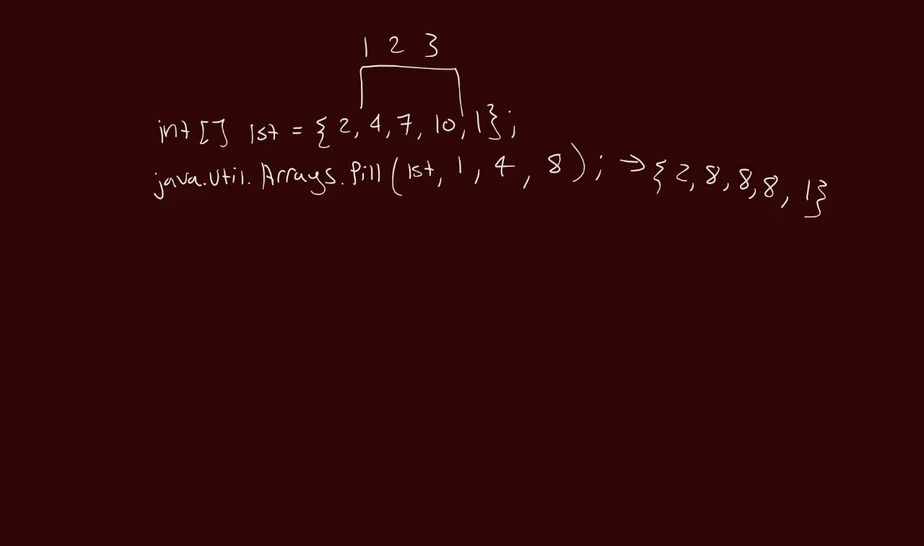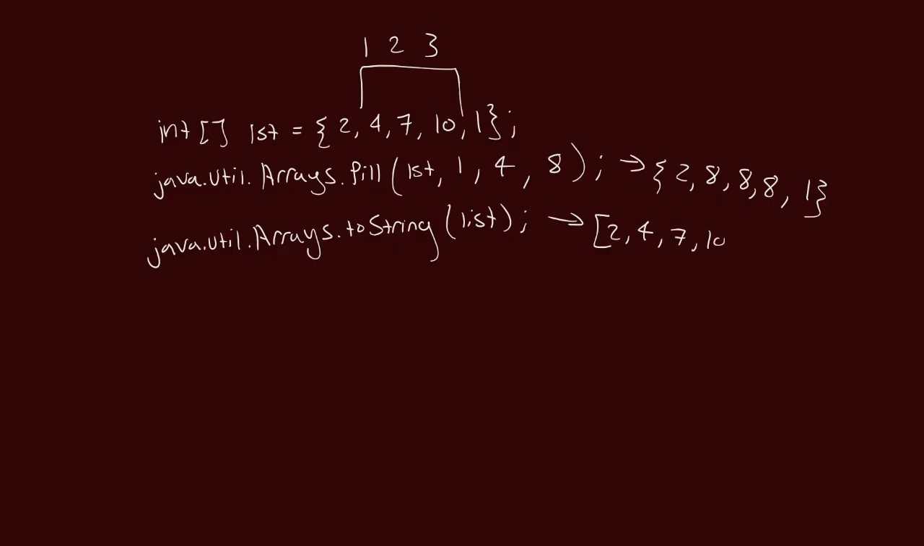Okay? And then finally there's java.util.Arrays.toString. What this does is it pretty much strings your entire array. So this output is square bracket 2, 4, 7, 10, 1. Okay, this is pretty much your whole array. It doesn't change the individual values into strings. It literally makes your whole array a string.